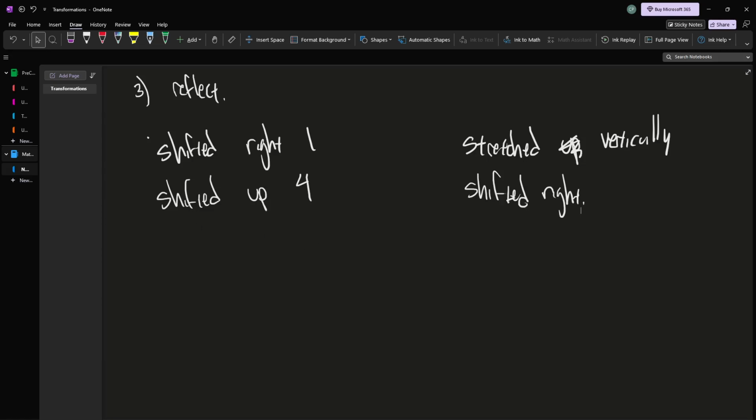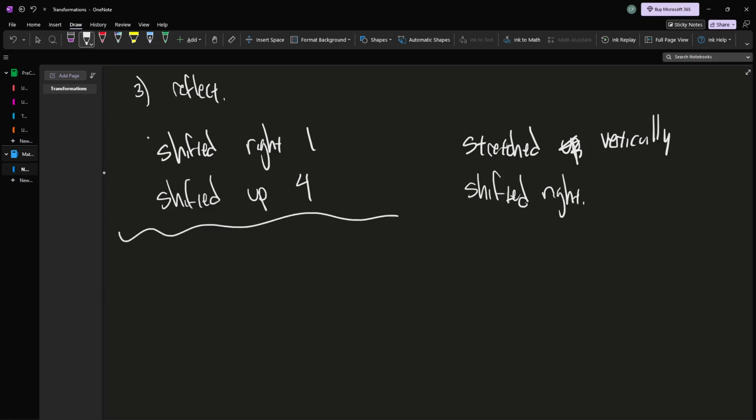You will be given a graph and you will have to identify what transformations happened to this. Did we reflect? Did we shift? Did we stretch? Did we compress? And how we do it is find the starting function and then go step by step and see what happened to it. So that is one way we could test this.